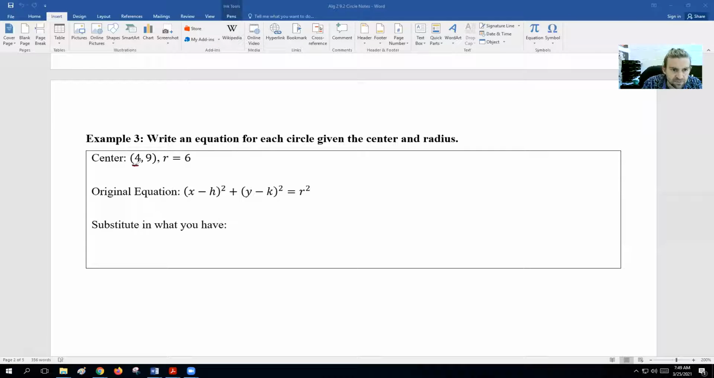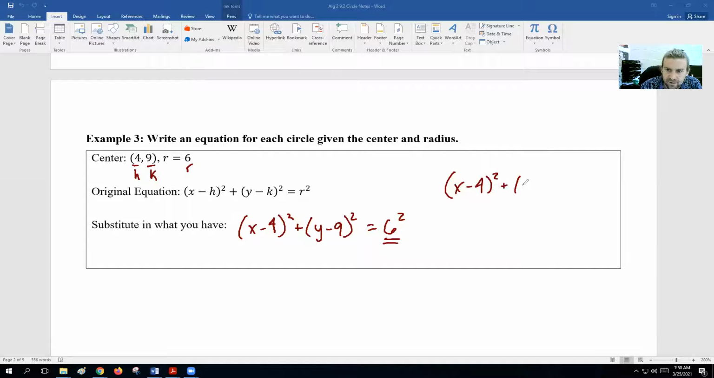All right, so we're going to substitute what we have, and this is really easy. H, K, and R, everything's given to us. So we got x minus 4 squared plus y minus 9 squared equals 6 squared. The only thing we would need to do here is to figure out what 6 squared is, and 6 squared is 36. So we got x minus 4 squared plus y minus 9 squared equals 36. Piece of cake.